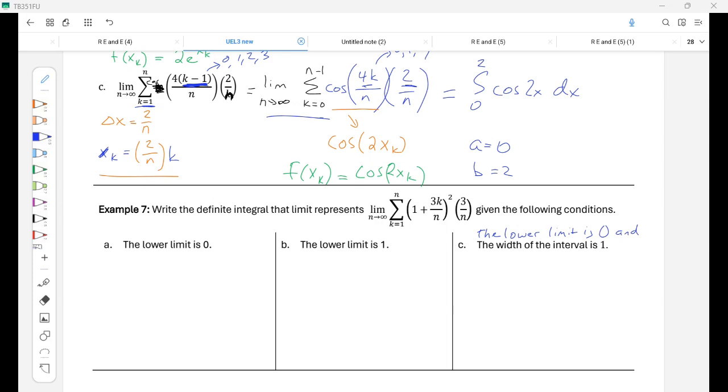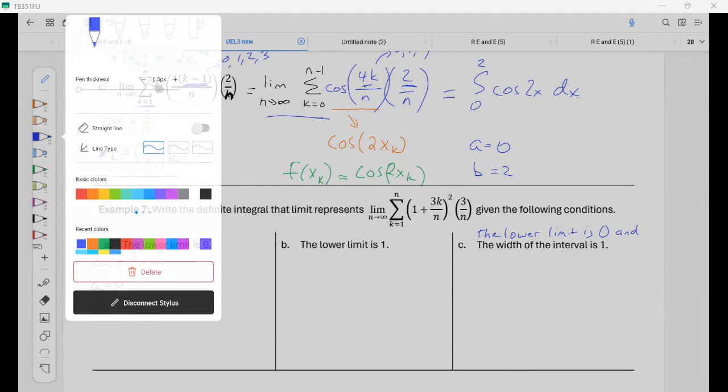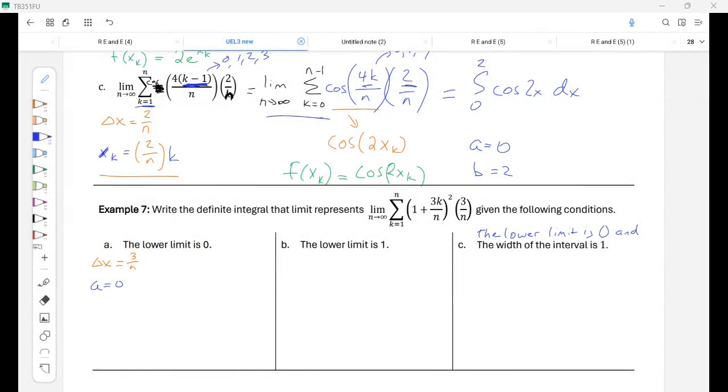Okay. So now, example A isn't exactly the way that we probably would have done it without these directions. But let's start where we always start. Let's identify our delta x. So we want to write an integral for this. What's our delta x? 3 over n. The problem told us that our a equals 0, which means that our b is how much? 3. Yep. B equals 3.